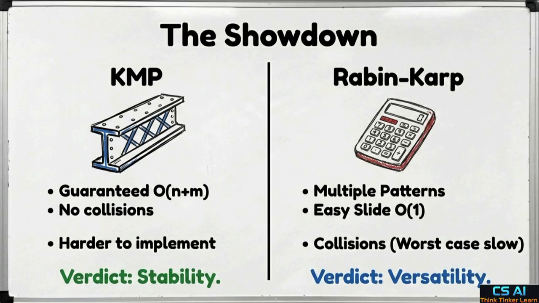Rabin-Karp is like a calculator. It excels at multiple patterns and has the beautiful O(1) sliding window. It's generally easier to code if you understand the rolling hash logic. However, you have to deal with collisions, which can make it slow on rare, specifically engineered worst case inputs. The verdict for Rabin-Karp is versatility. If you're scanning for a single word, KMP is often safer. If you're building a plagiarism checker, Rabin-Karp is a clear winner.